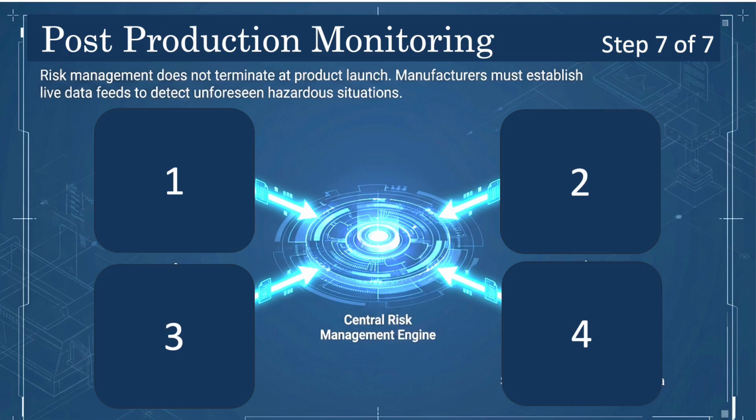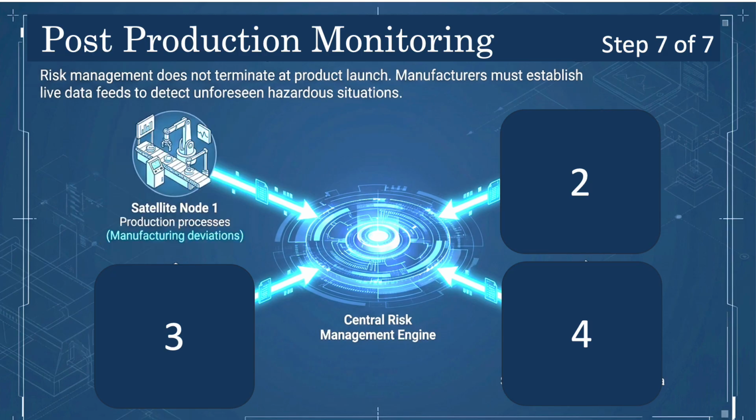The final step, the last step in the loop, is the post-production monitoring. What that means is risk management is a continuous process. Once you ship the product, project is completed, post-production monitoring starts. So you have to have a system in place, and you collect data from 4 different sources during post-production monitoring.